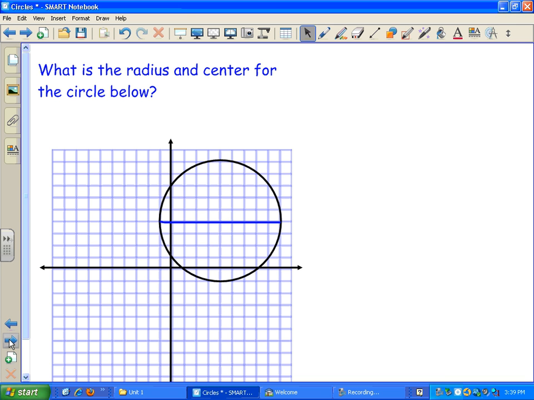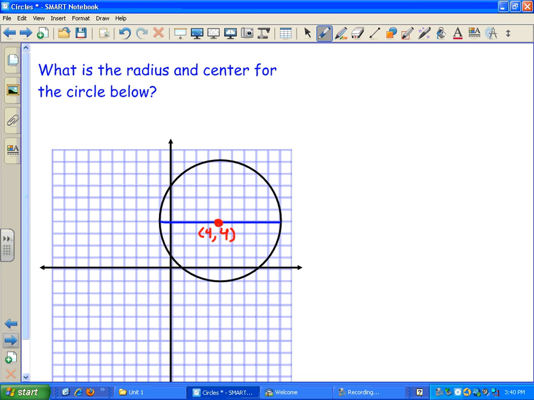All right, welcome back. So let's find the center. This blue line that I have drawn is called the diameter of a circle. It's the diameter because it goes through the center, and the center would be in the middle. So here is the middle of my circle, and that center value is at x is 1, 2, 3, 4, and my y value is 1, 2, 3, 4. So my center is (4, 4).